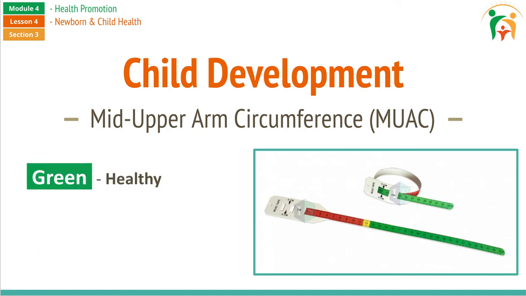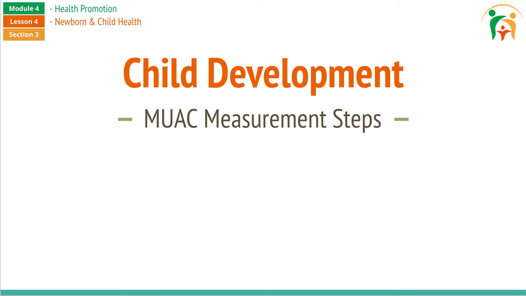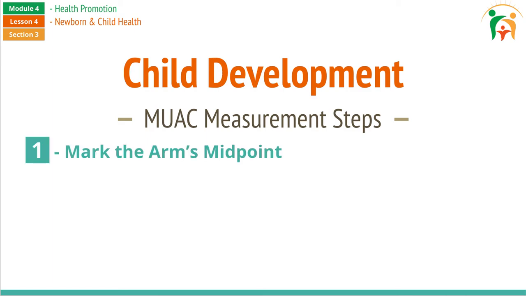Green will show a healthy child, yellow will show mild malnutrition, and red will show severe malnutrition. If red, refer the child to a health facility. MUAC measurement steps. 1. Mark the arm's midpoint.